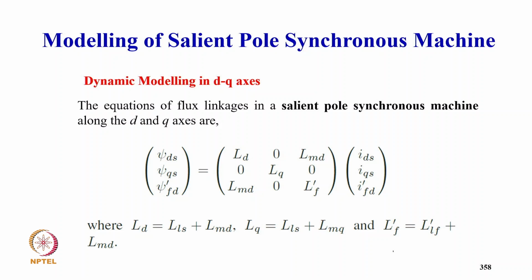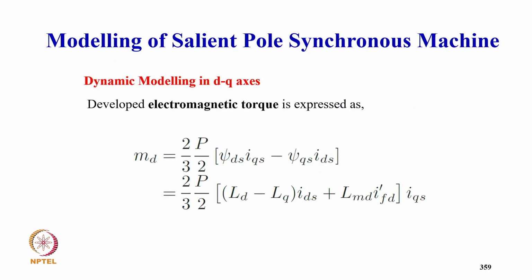So dynamic modeling in DQ. The equations for flux linkage of the salient pole machine along the DQ axis are phi_DS, phi_QS and phi_F, that is L_D, L_MD, L_Q, L_MD, L_F dash, where all the inductances are defined. Now the developed electromagnetic torque M_D equal to 3 by 2 P by 2 in bracket (L_D minus L_Q) into I_DS plus L_M I_FD dash in bracket close, and I_QS.